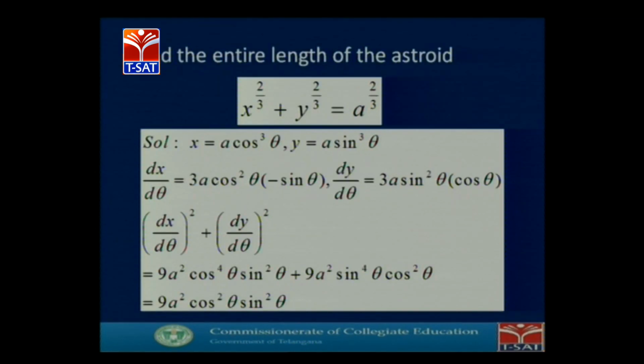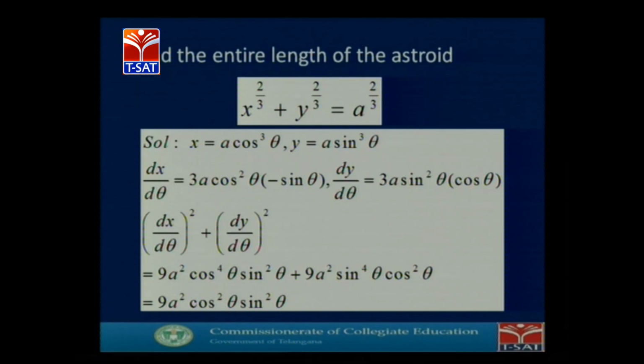Suppose find the length of the asteroid x to the power of 2 by 3 plus y to the power of 2 by 3 is equal to a to the power of 2 by 3. So this equation will convert into the parametric form. So what are the parametric equations for this curve? x equals a cos cube theta, comma, y equals a sin cube theta.